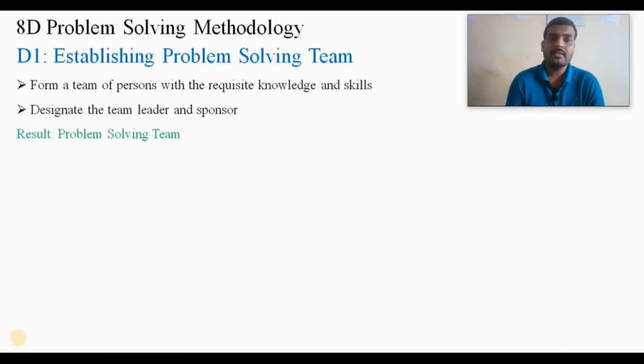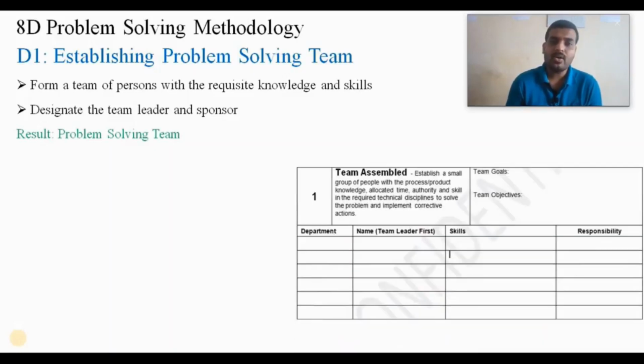Now we will see the format of D1 from the 8D report. Here you have to start with the team leader's name first, and then involve the cross-functional team members as well. In this column you have to mention the department, then the names of the employees, then their skills and responsibilities. For the completion of the D1 phase, we have made one checklist. So now we'll go through that checklist.